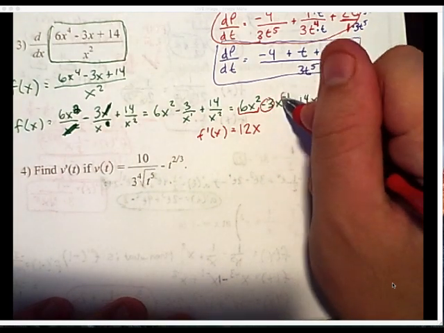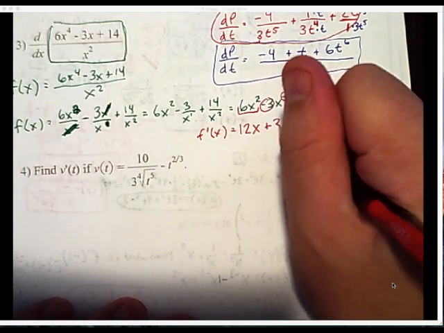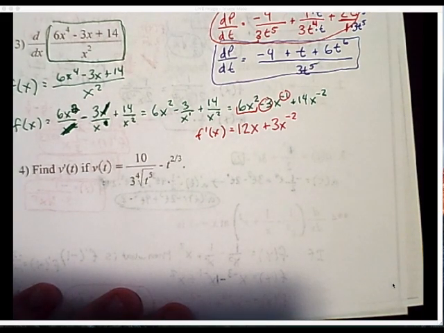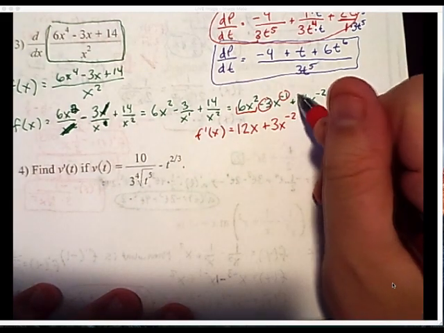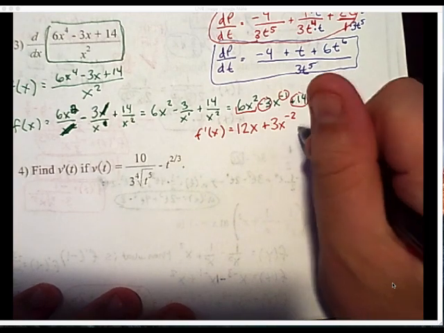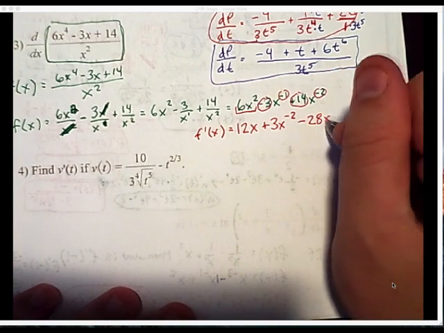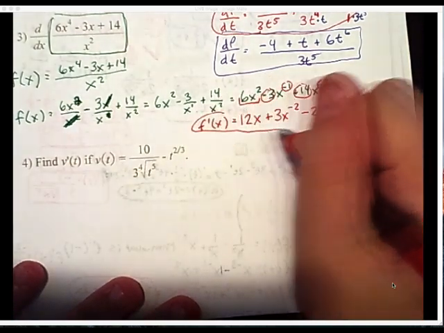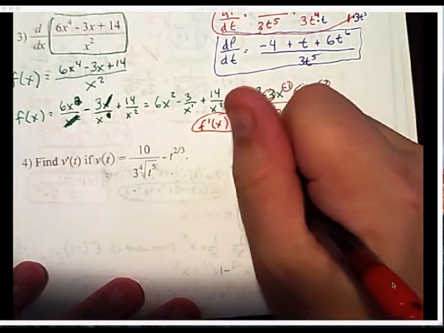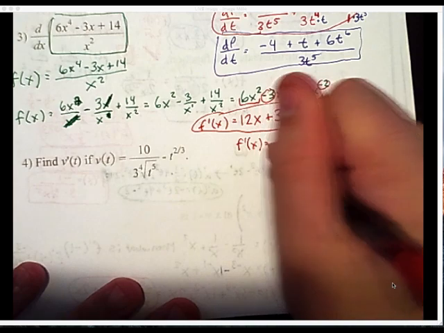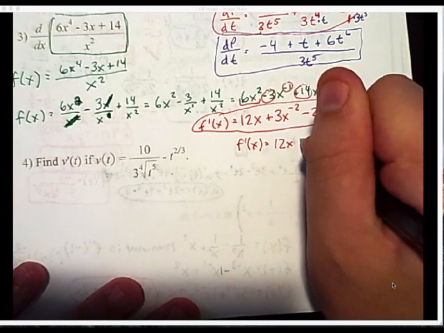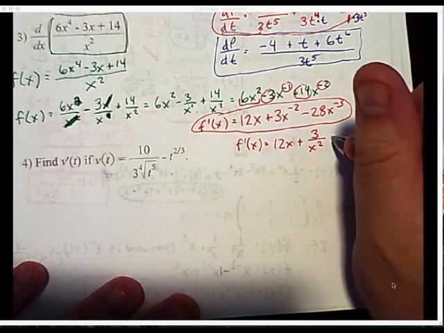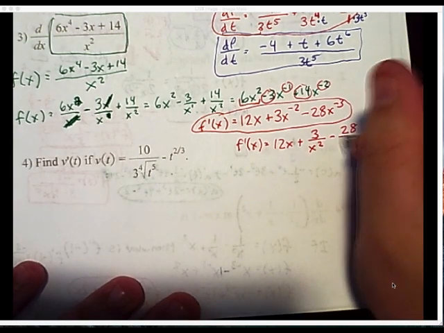Negative 3 times negative 1 is positive 3, but reduce the power by 1. Okay. 14 times negative 2 is negative 28. Reduce the power by 1. So here's one possible answer for the derivative, or you can rewrite it a different way. You could say 12x plus 3 over x squared minus 28 over x cubed.